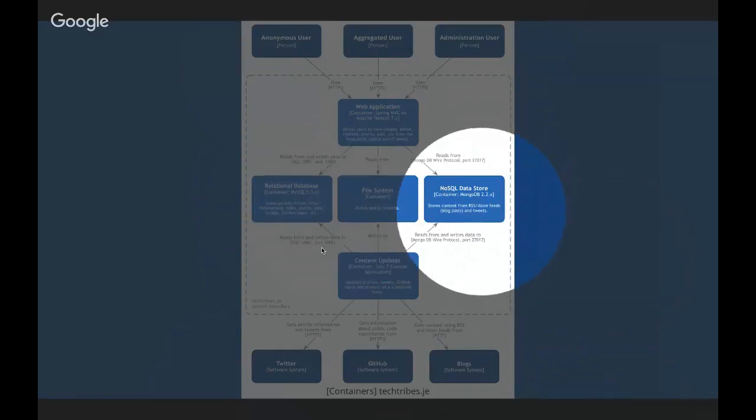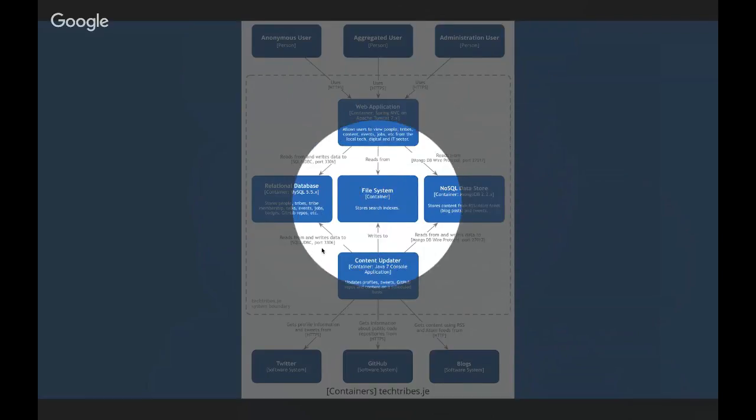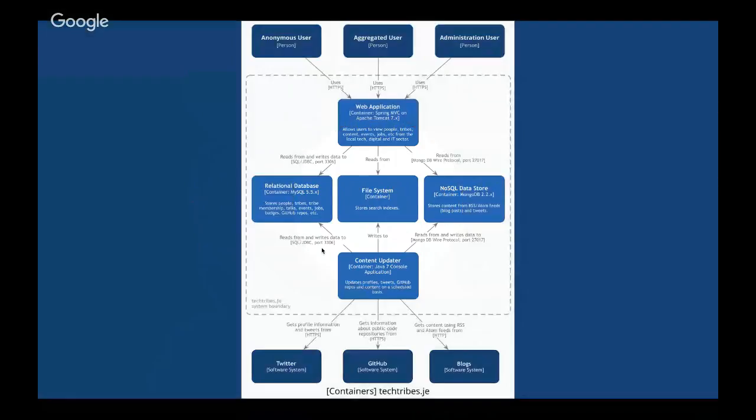On the other side, there's a Mongo database for storing the tweets and the blog posts. And there's a file system in the middle, which a bunch of search indexes get stored on. So this diagram is showing you what the separately runnable, deployable things are that make up the Tech Tribe system.